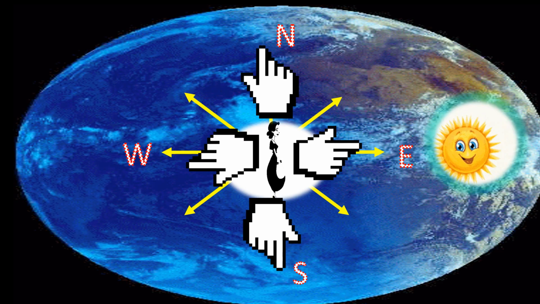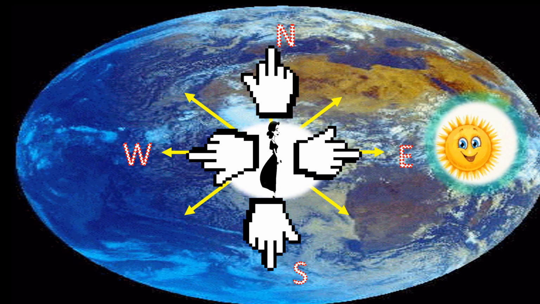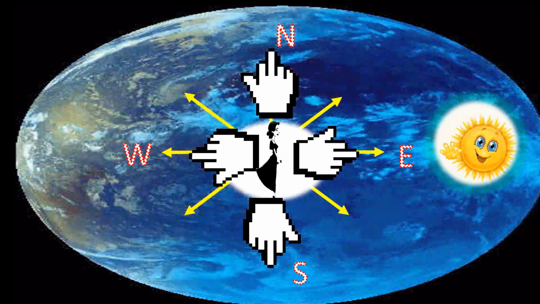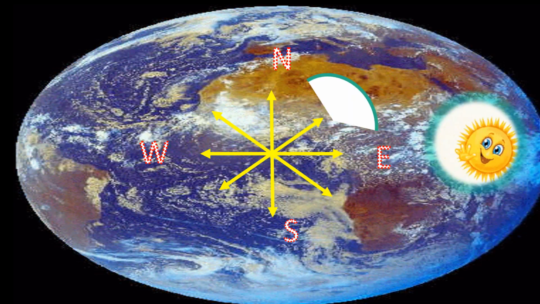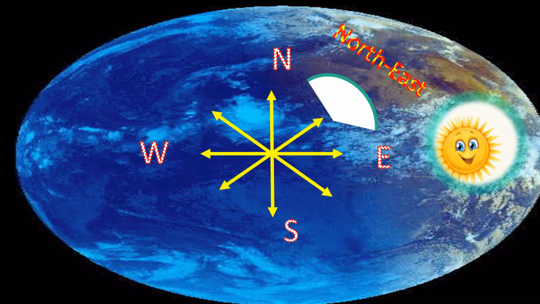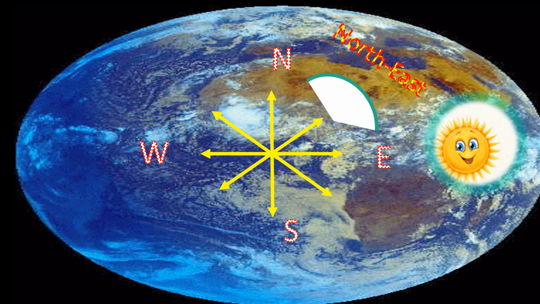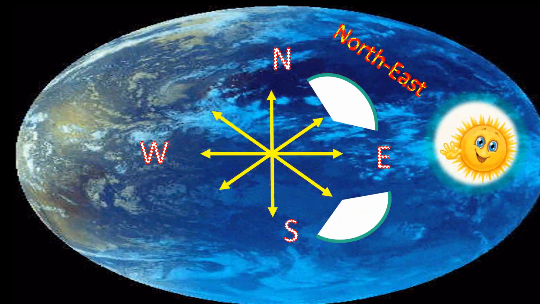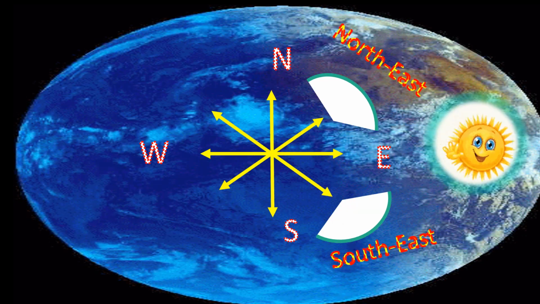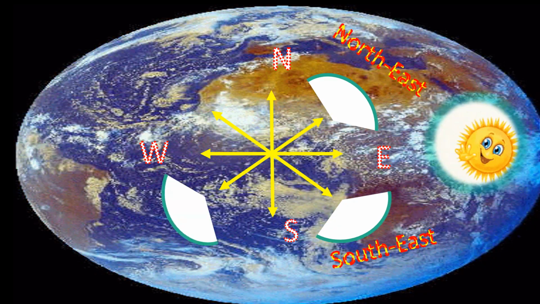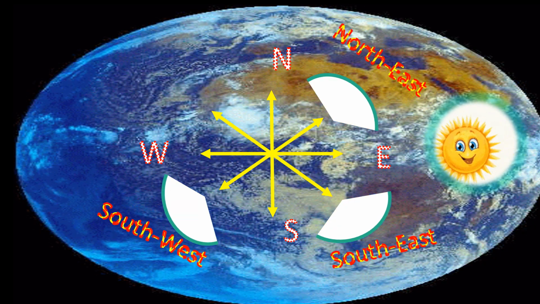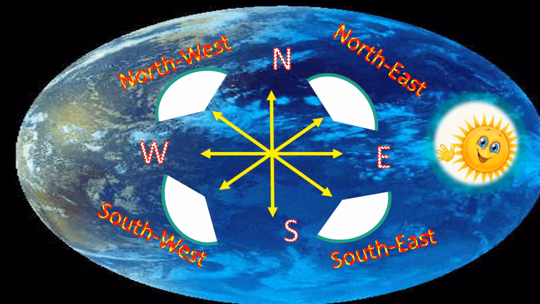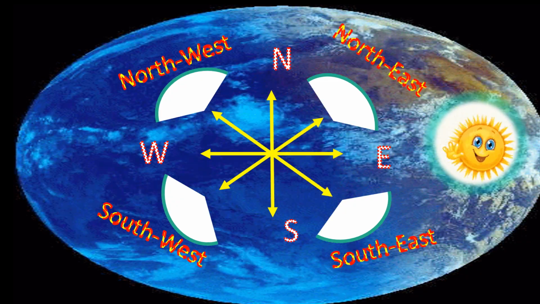So today we are going to learn sub-directions, which come in between these main directions. For example, north and east. The direction which comes between north and east is northeast. The direction which comes between south and east is southeast. And the direction which comes between south and west is southwest. And the direction which comes between west and north is northwest. If you see, children, all these four sub-directions start with north or south.